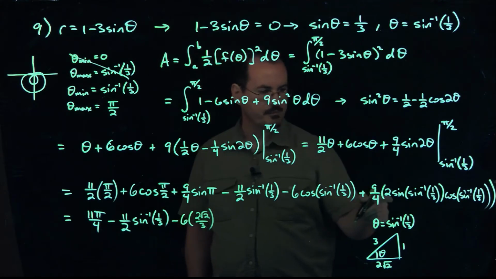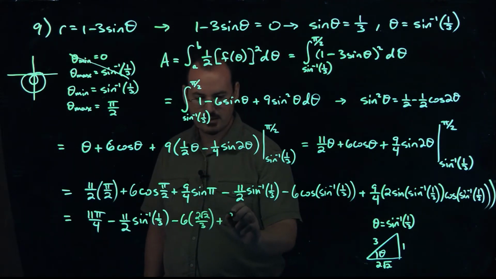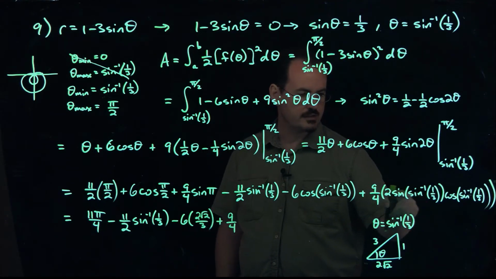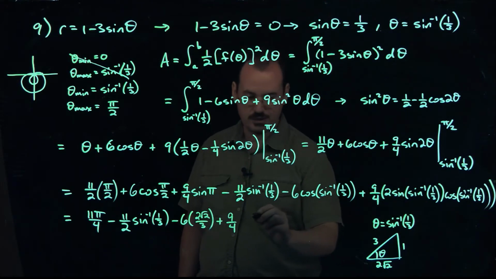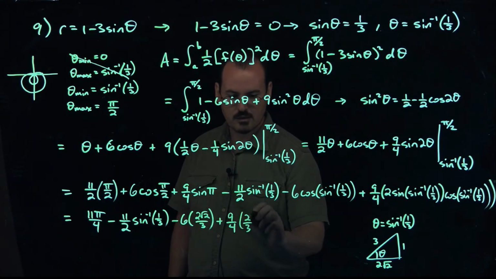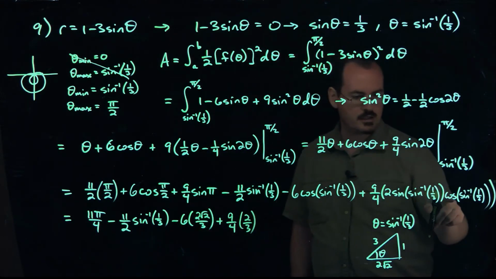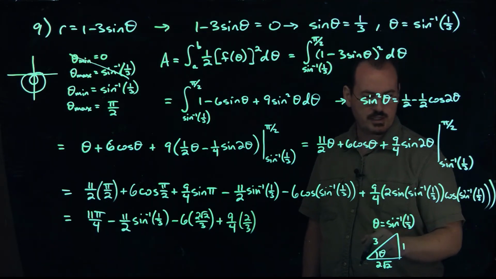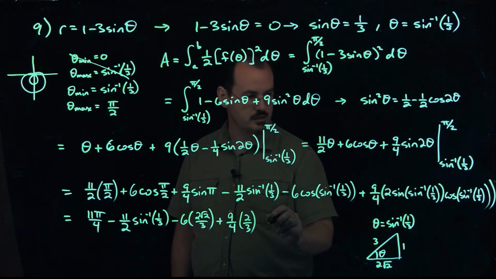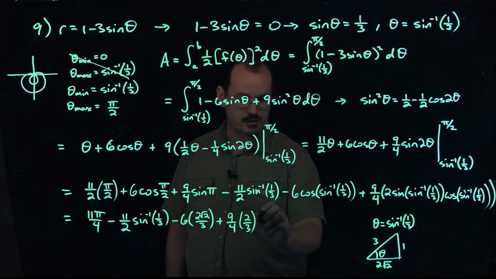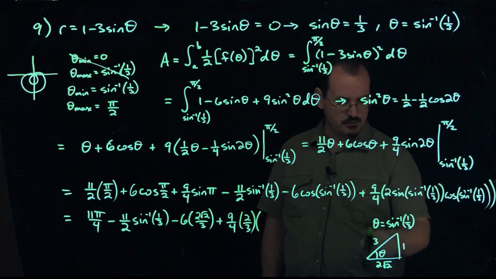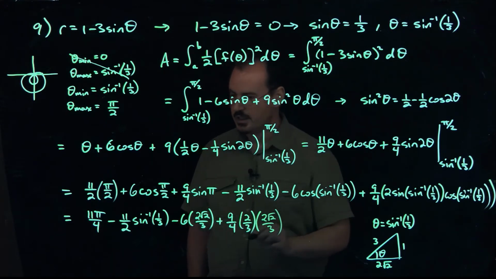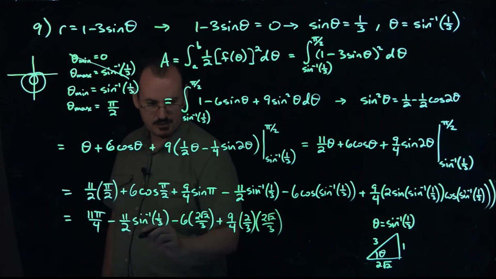And then 9/4. Now the sine of the inverse sine, those are going to cancel, so I'm just going to have a 2/3 there. And then I've got, again, the cosine of the inverse sine. So that's 2 root 2 over 3 again, multiplied by the 9/4. Oh no, sorry, I already got the 9/4 there. So this is going to be 2 root 2 over 3. Now let's simplify this as much as we can.